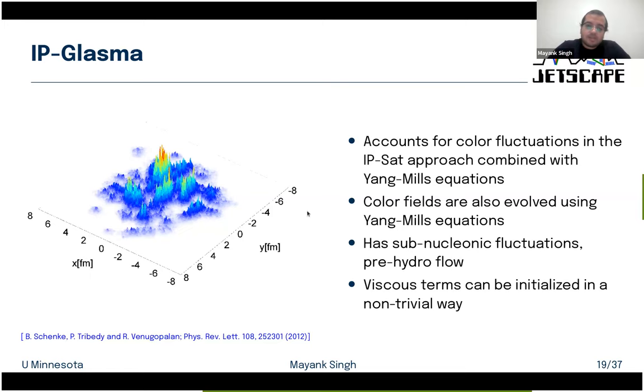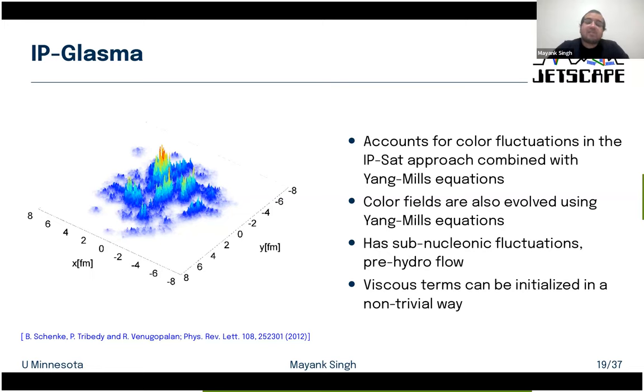So it has subnucleonic flow fluctuations of a pre-hydro flow before it's matched to hydrodynamic evolution. And even the viscous terms can be initialized in a non-trivial way. In Monte Carlo Glauber, you just get an energy distribution of the system, and you can pass it through something like a free streaming stage to mimic pre-flow.